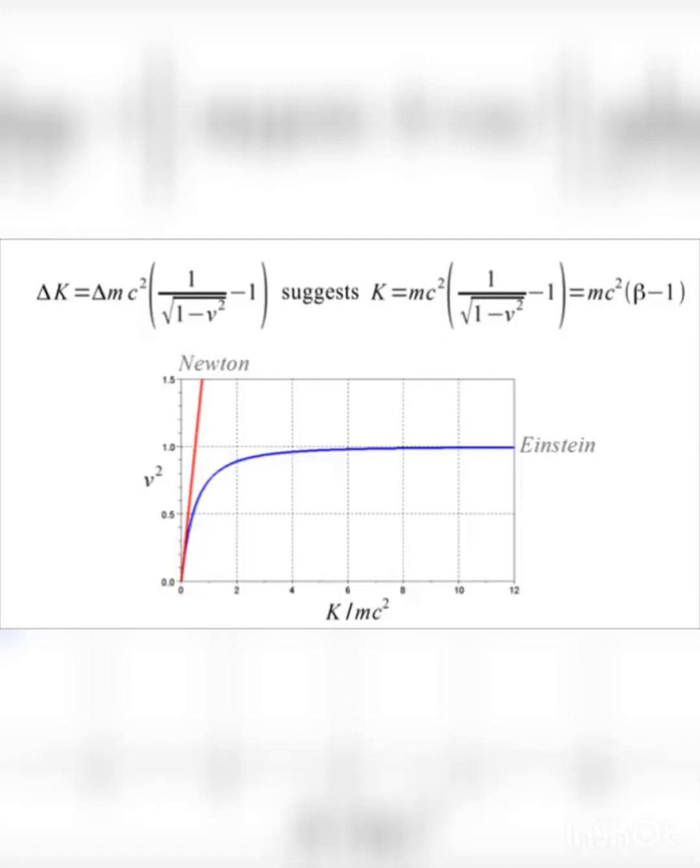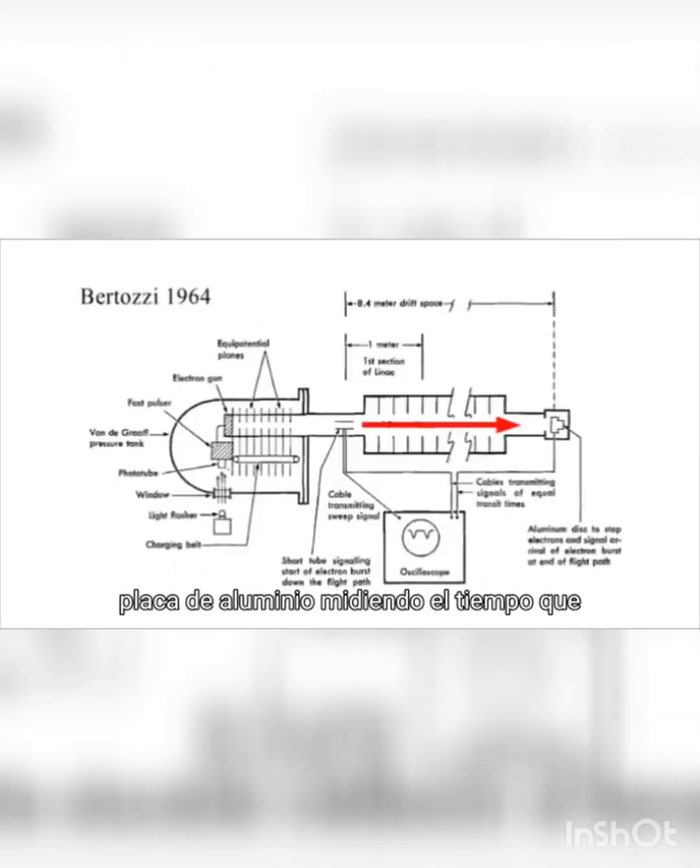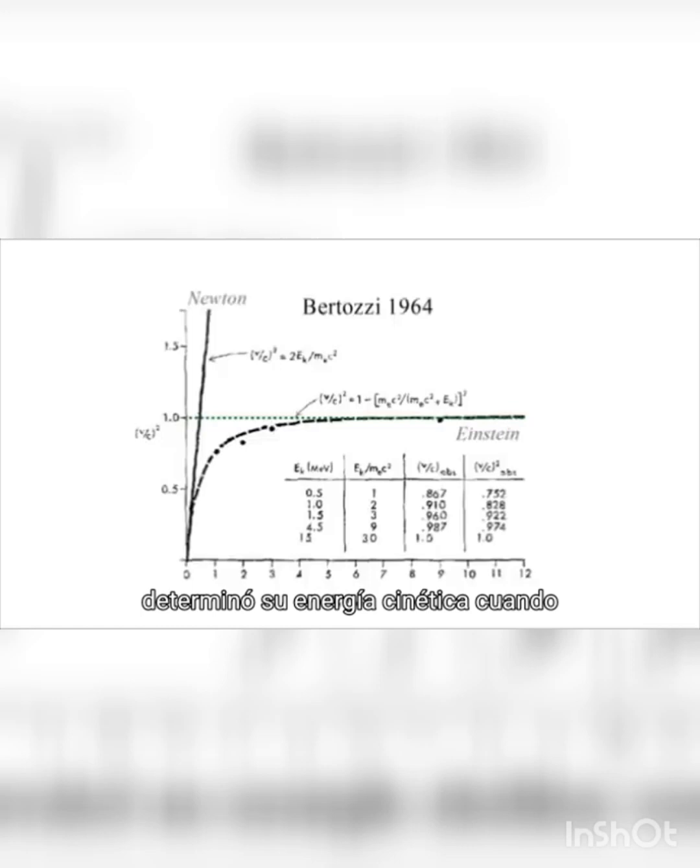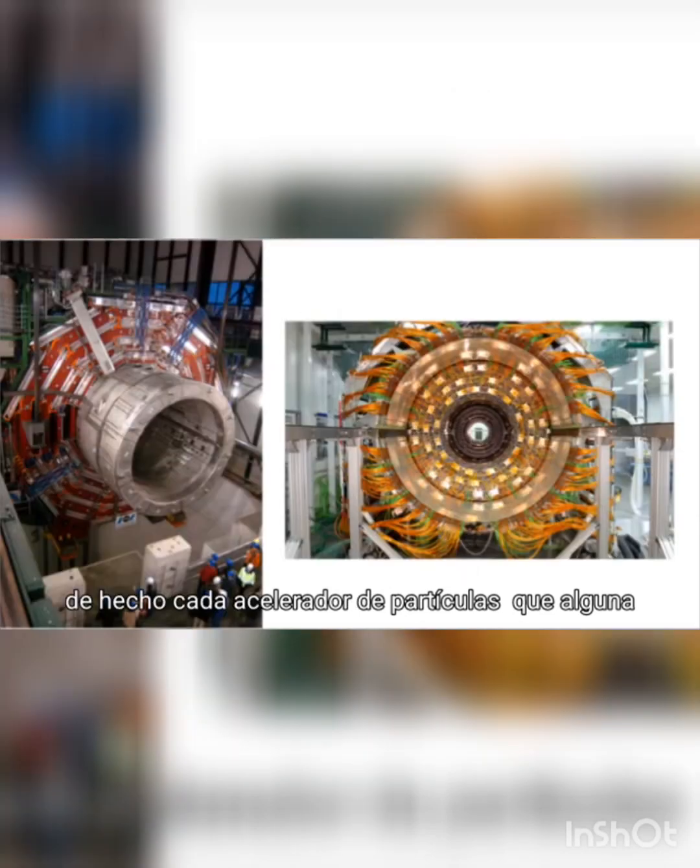Is it true? Well, a classic test was performed by Bertozzi in 1964. He fired electrons at an aluminum plate. Measuring the time they took to travel a given distance, he determined the velocity, and measuring the temperature increase of the plate, he determined their kinetic energy. When he plotted his results, they agreed quite well with Einstein's predictions to within his experimental uncertainty. Indeed, every particle accelerator that has ever operated has provided overwhelming confirmation of Einstein's incredible predictions regarding the equivalence of mass and energy.